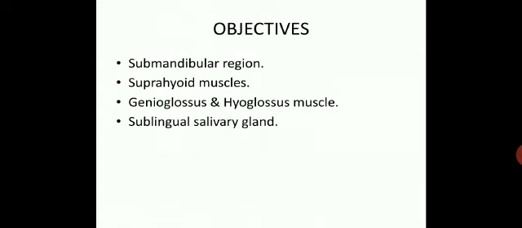The objectives are to learn about the submandibular region, suprahyoid muscles, genioglossus and hyoglossus muscle, sublingual salivary gland, and a few questions will be given at the end for the assignment.